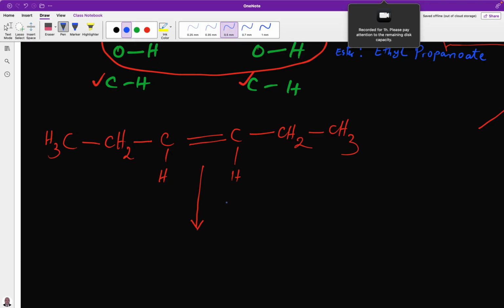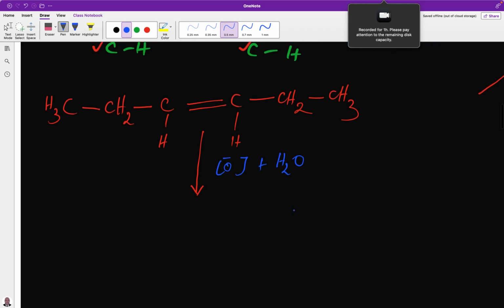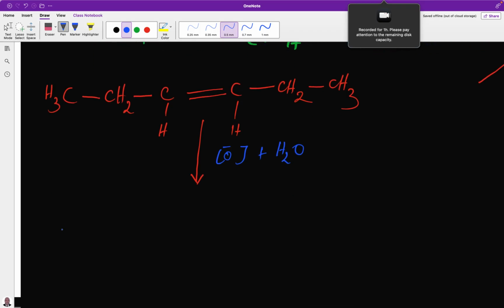Under cold dilute, it will be oxidation plus water. Oxidation is taking place, and since it is dilute, water is needed. And that will result in a diol. And this is the product that is formed. We will have H3C, CH2, CH2, C. Let me put this one up here.